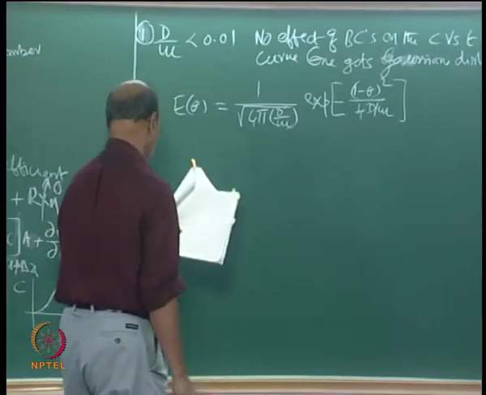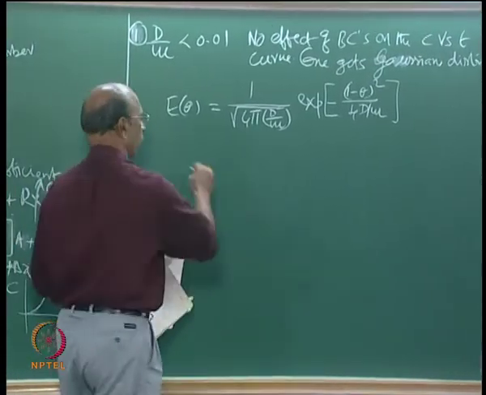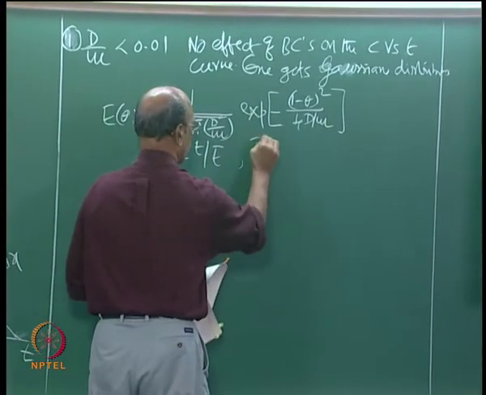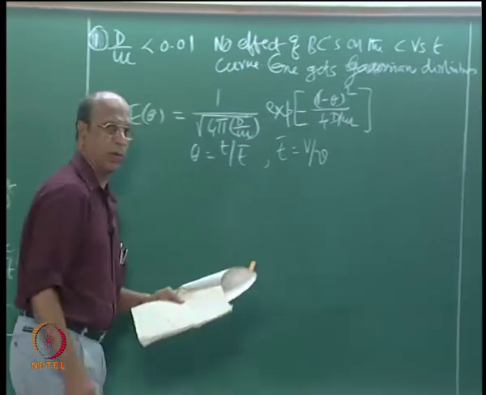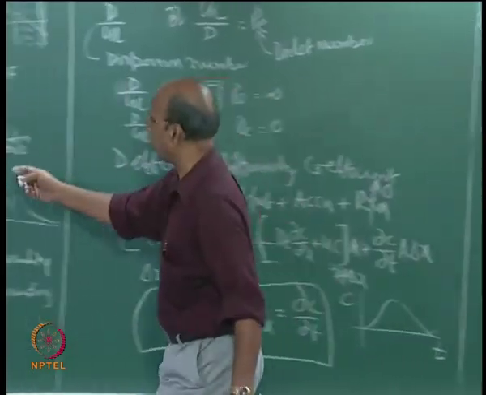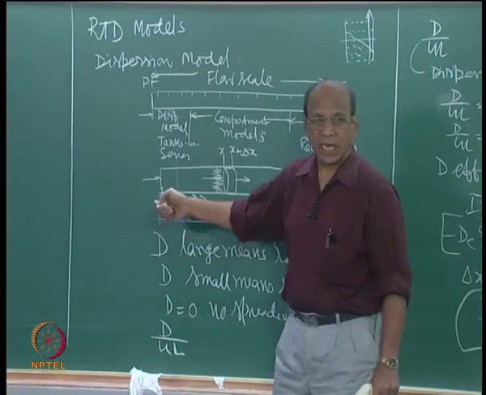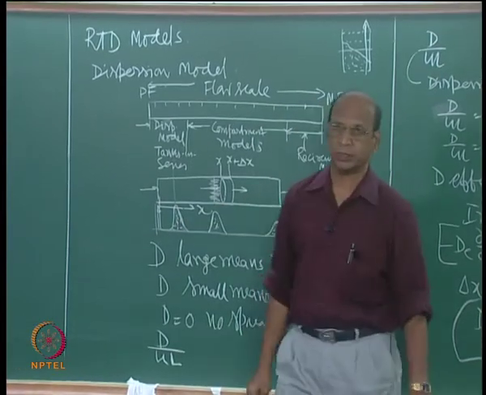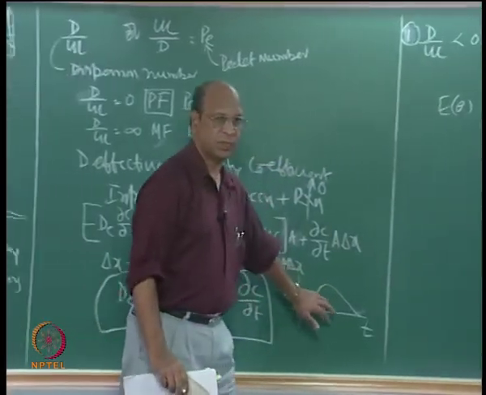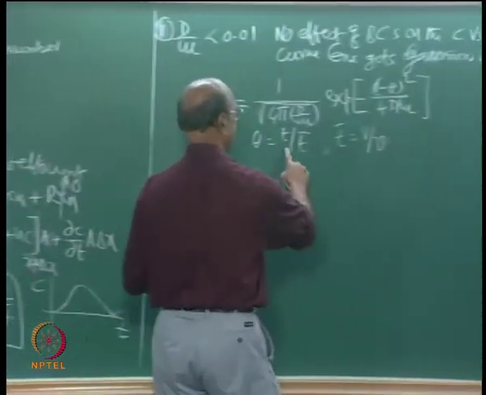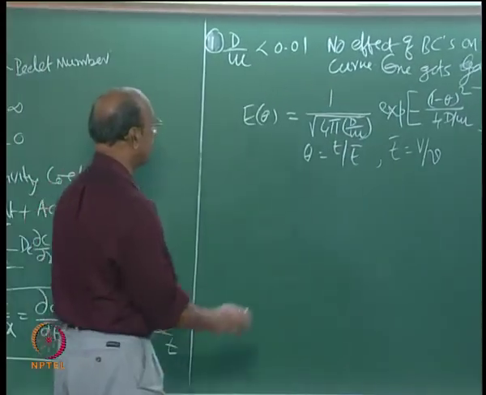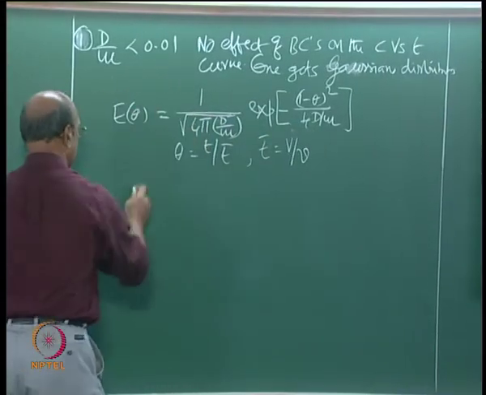Yeah. So, of course, you can also convert, where theta equal to the usual definition t by t bar, where t bar equals volume by volumetric flow rate or length by velocity. Because of this model we are using, we cannot use the axial dispersion model when you are very close to mixed flow, because that dispersion is too much. You will never get this kind of nice Gaussian curve, okay? That also you have to remember. So, what else is there? Theta, t bar, and of course, other things we know. Yeah, good.